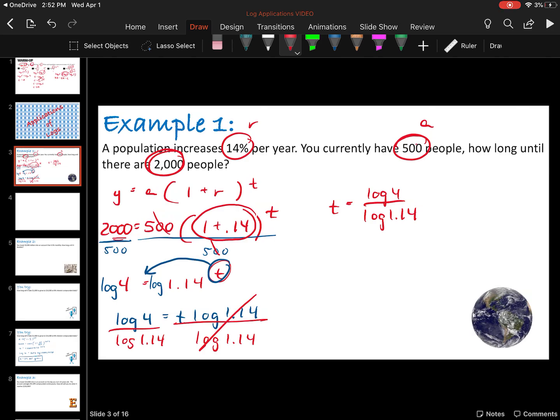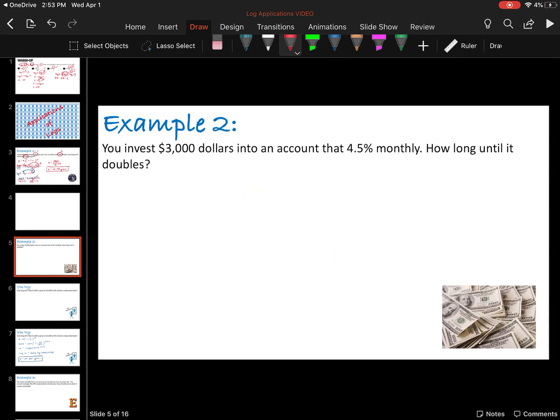These will cancel out. You'll be left with t equals, and then you're going to punch log 4 over log 1.14. And this is a common log with a base of 10, so you type that in your calculator, see what you get, and it should come out to be t equals 10.58 years. Which answers the question for this one. So make sure you have your units. You can round it like that, and you should be good.